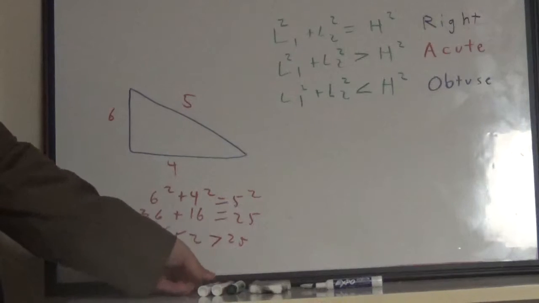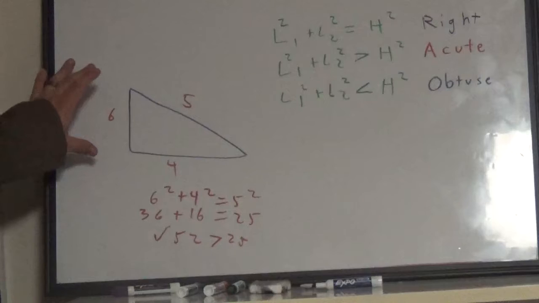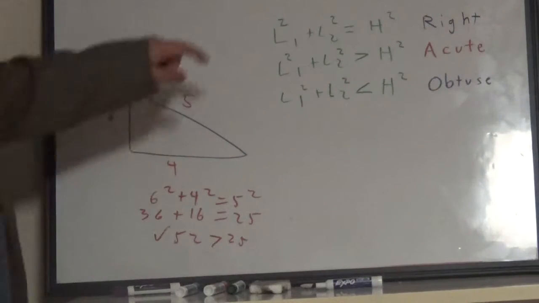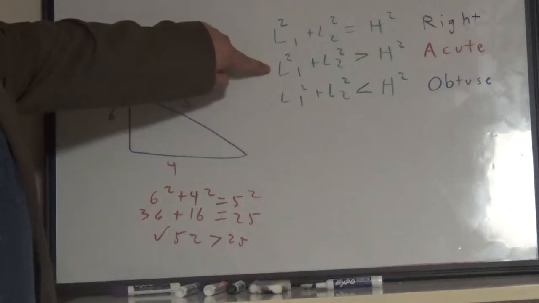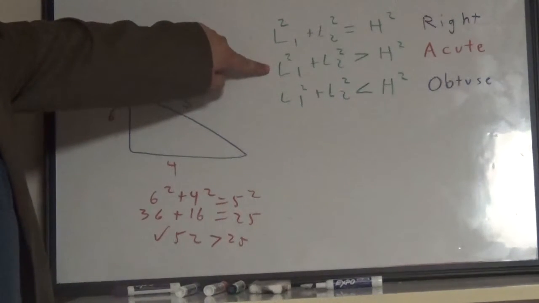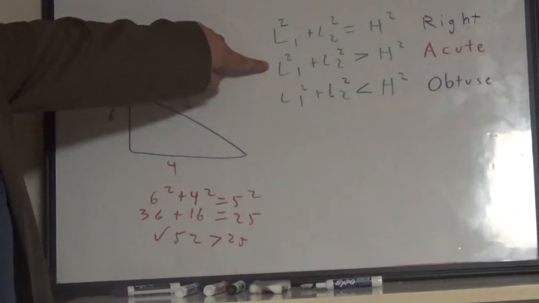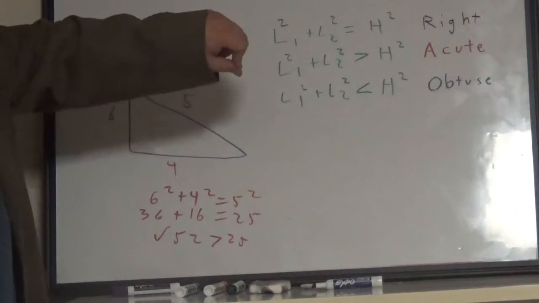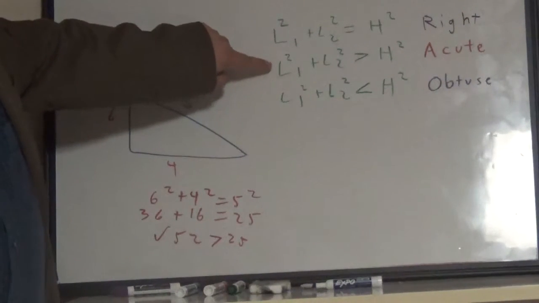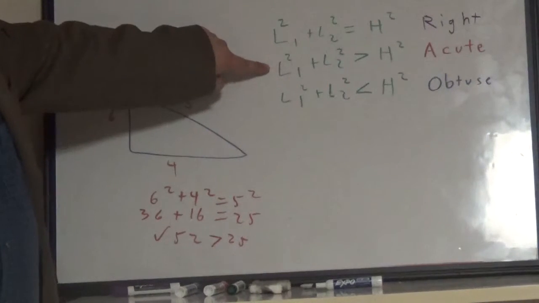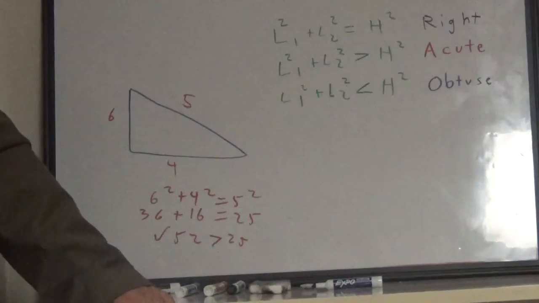So there you have it. Three types of triangles that you can classify using the Pythagorean Theorem. If the two sides are equal, it is a right triangle. If the hypotenuse side is greater, it is obtuse. And if the leg side is greater, it is acute. Equal, it's a right triangle. Leg side is greater, it's acute. Hypotenuse side is greater, it's obtuse.